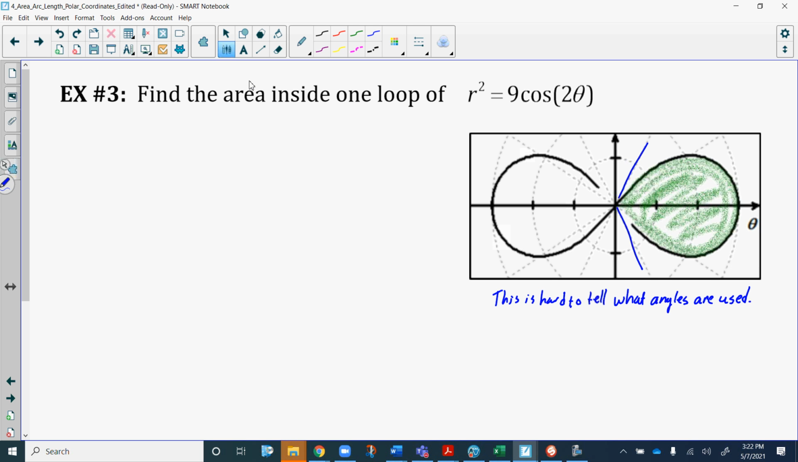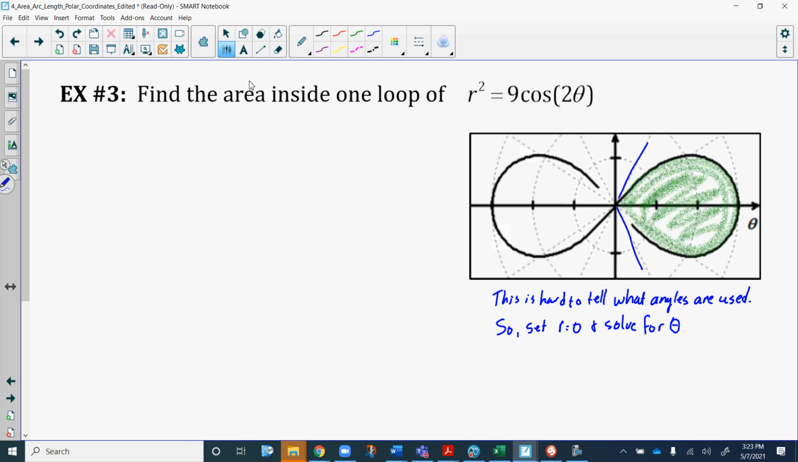This graph makes it hard to see what angles are used. So kind of like what I did on the last one, set r equal to 0 and solve for theta to get the interval. So that's what I'm going to do first.